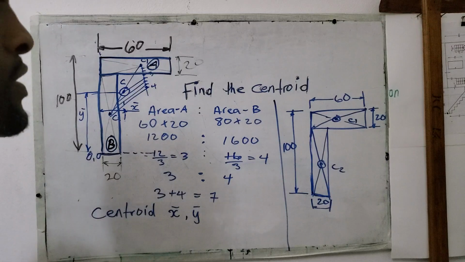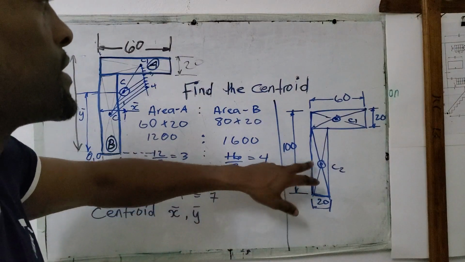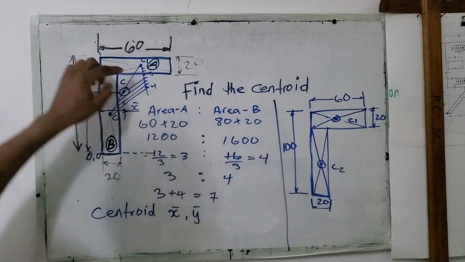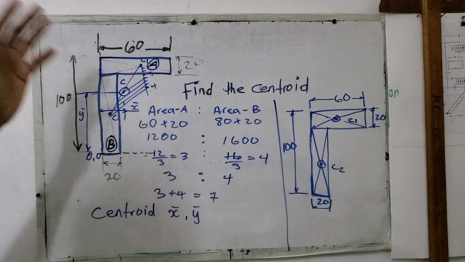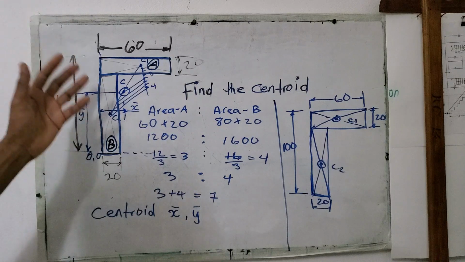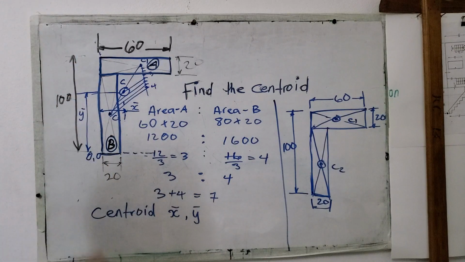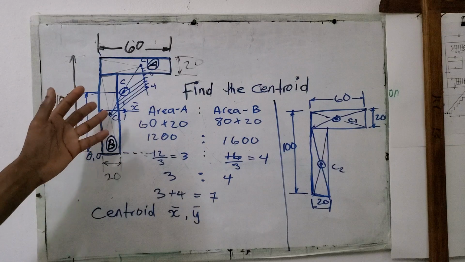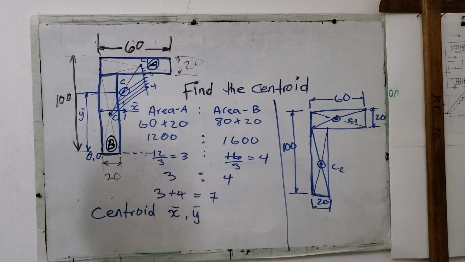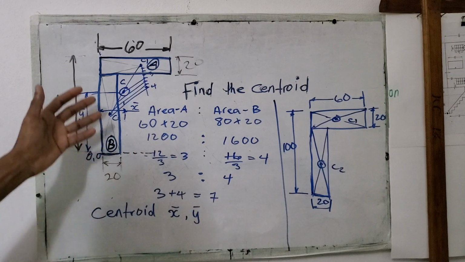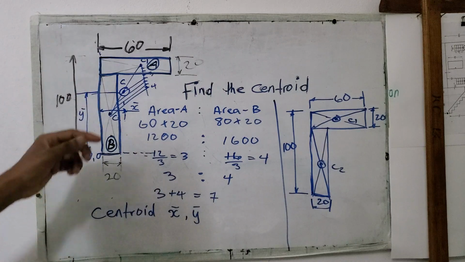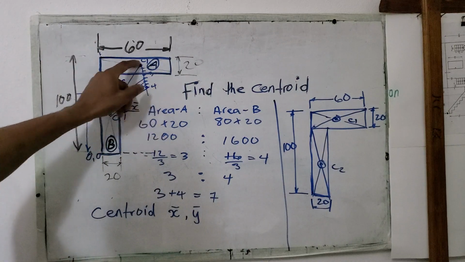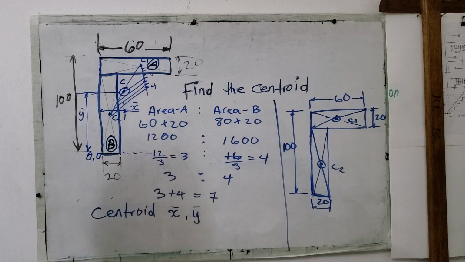Now that we have determined the centroid for both pieces of material, this material is assumed to have the same thickness, same type of material, and same consistency in properties. The next step is to establish a ratio between both areas, between area A and area B.